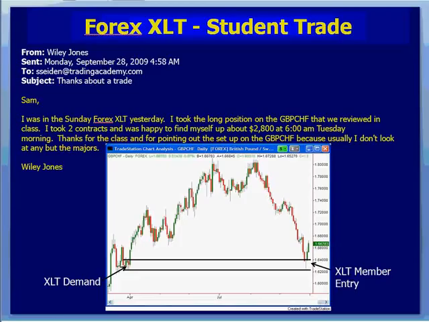But that's how we determine which levels we want to take, and more importantly, which levels we want to make sure we ignore. So let's take a look at the charts here. I've got the charts back up. You should be looking at the dollar Swiss.